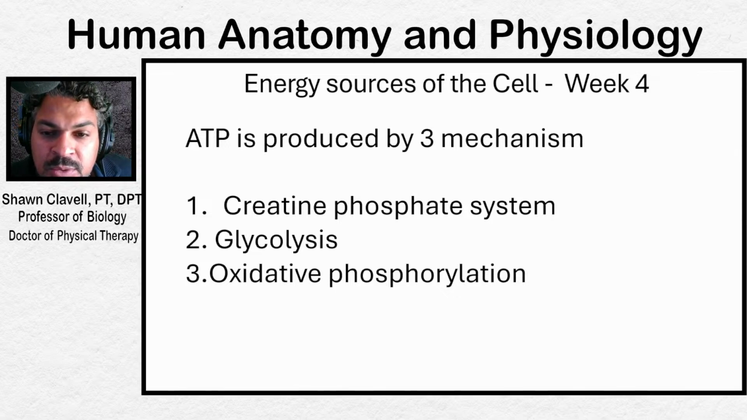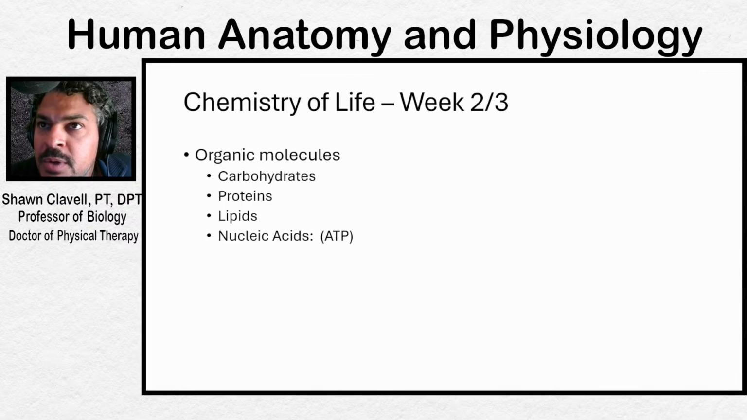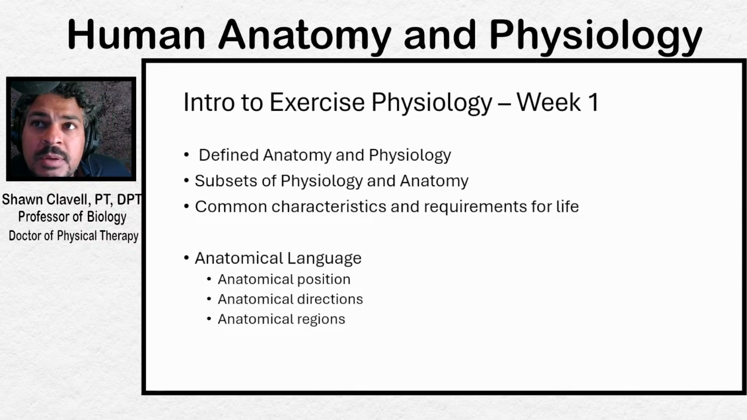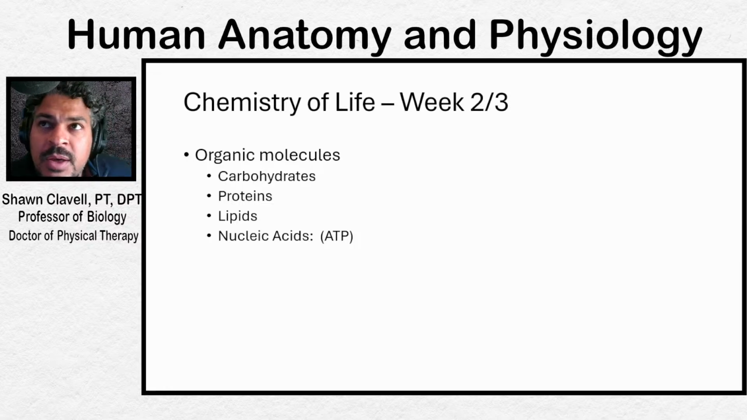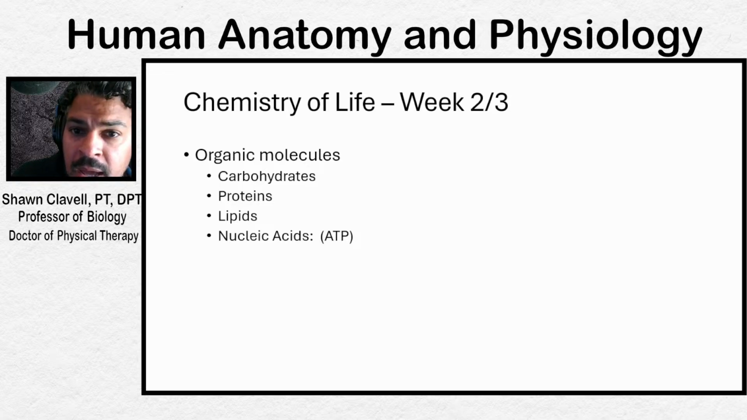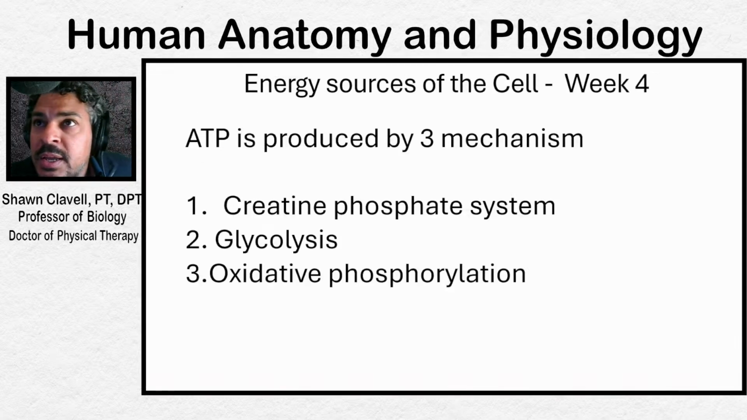Right, the introduction into anatomy and physiology, a little bit of the chemistry, like what are these organic molecules? Let me show you where I'm at. We defined anatomy, physiology, and chemistry. We're going to talk about the chemistry of life in weeks 2 and 3, the different organic molecules. We may even get into some of the inorganic molecules, primarily water. And then finally in week 4, getting into how ATP is produced in the cell.